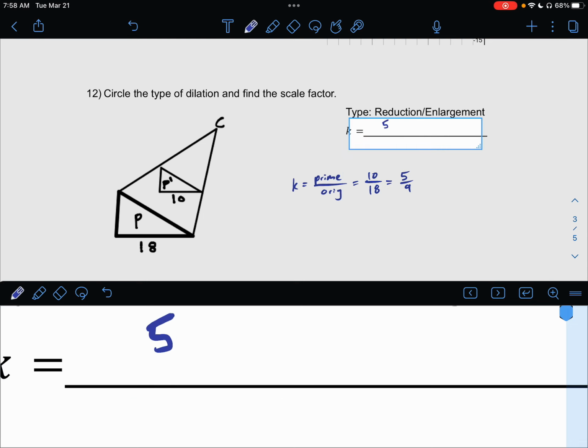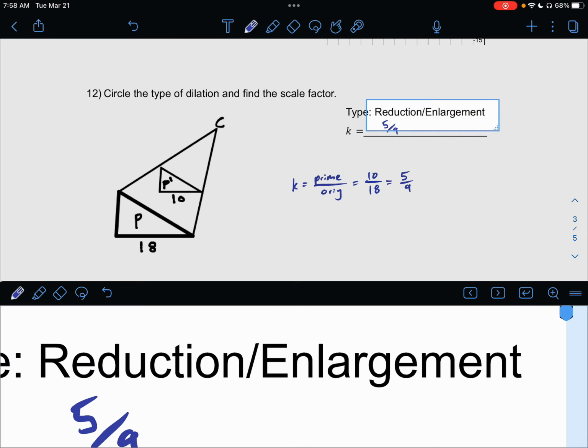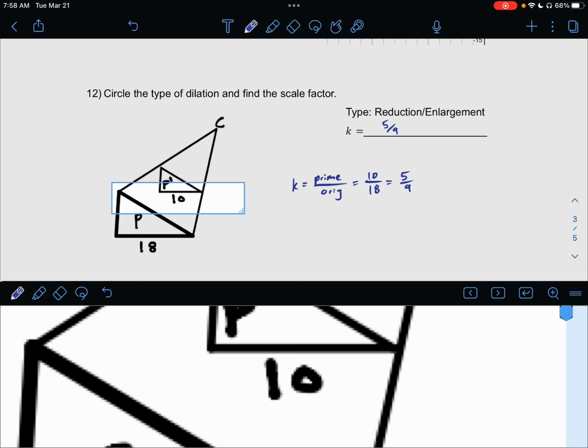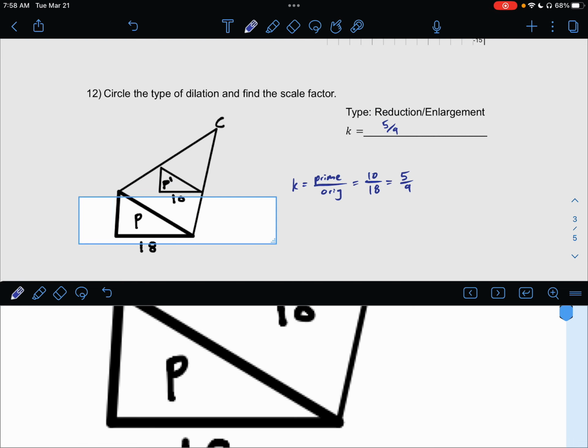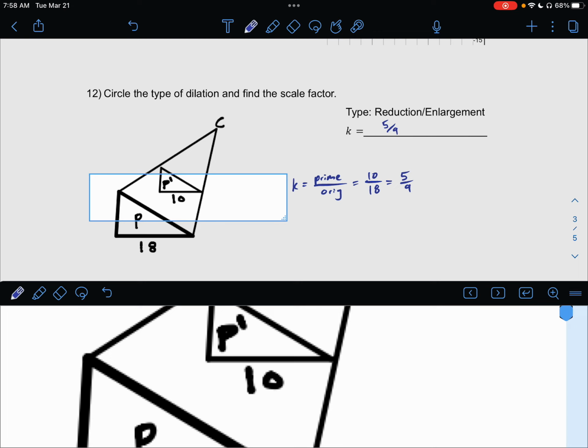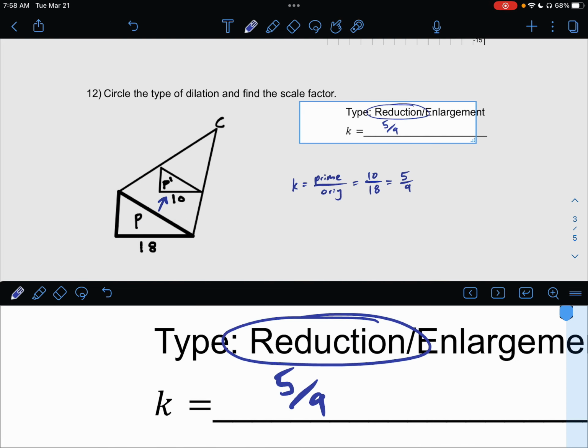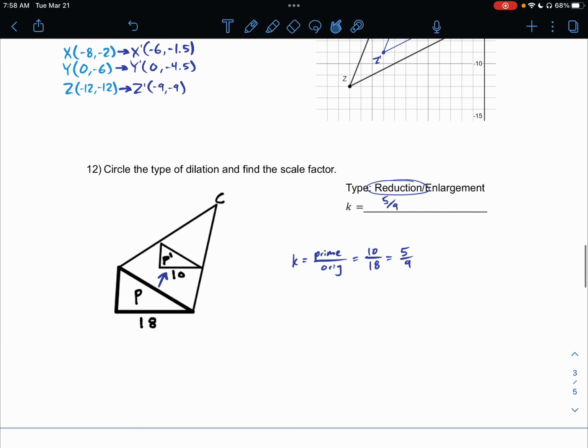So k equals 5/9. We need to identify whether it's a reduction or an enlargement. And remember, it's going from the original down to the prime, or up to the prime. So I have this original is P, and then after the transformation, it's going to be a P prime, meaning it's going from there to there. So it is shrinking, and it is a reduction. And that's our answer. So number 12, it's a reduction, and the scale factor is 5/9.